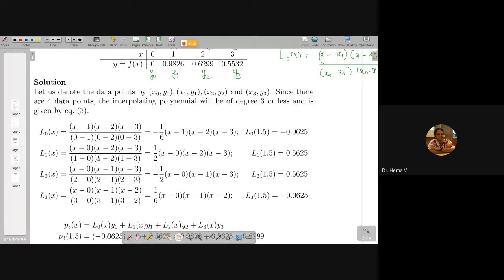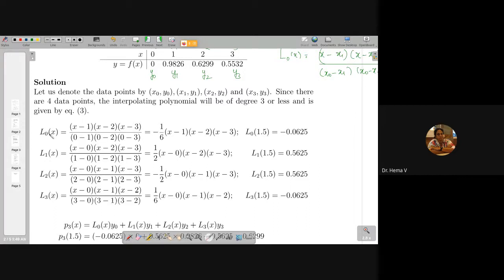How we got 6 here? 0 minus 1. And again for the denominator, you have to be very careful in putting the sign. 0 minus 1 is negative here. Again 0 minus 2, 0 minus 3, all 3 negative. So it will be a negative, odd multiple of negative signs. So minus 1 by 6 into x minus 1 into x minus 2 into x minus 3. You need not worry about simplification here. Now L1 of x, L2 of x, L3 of x.